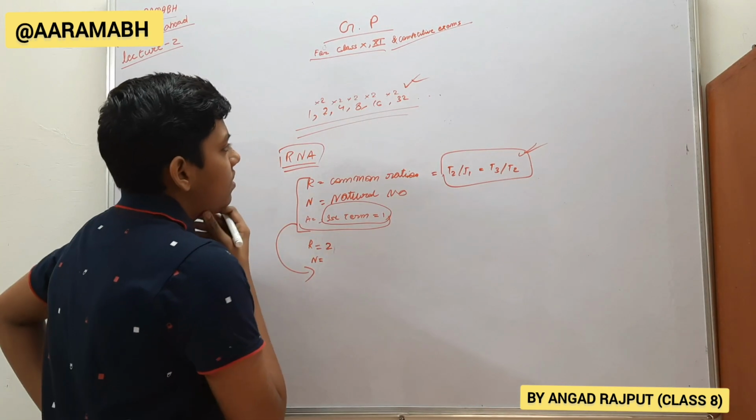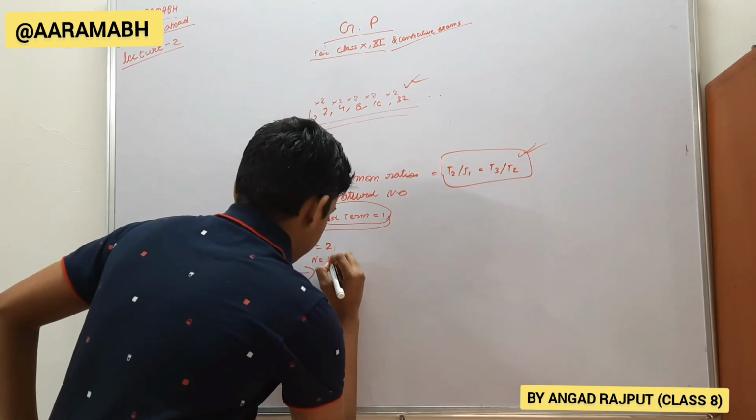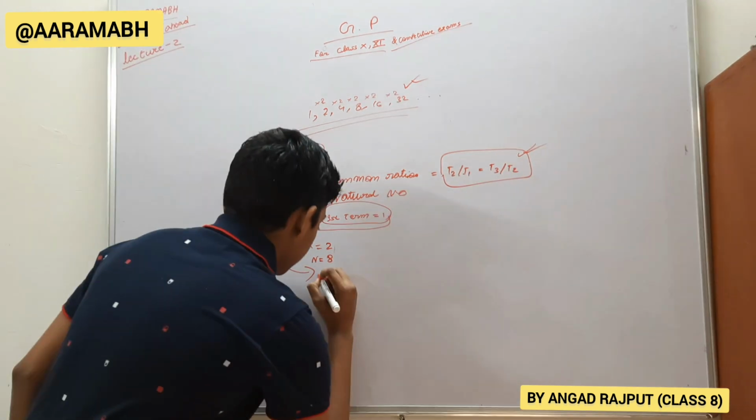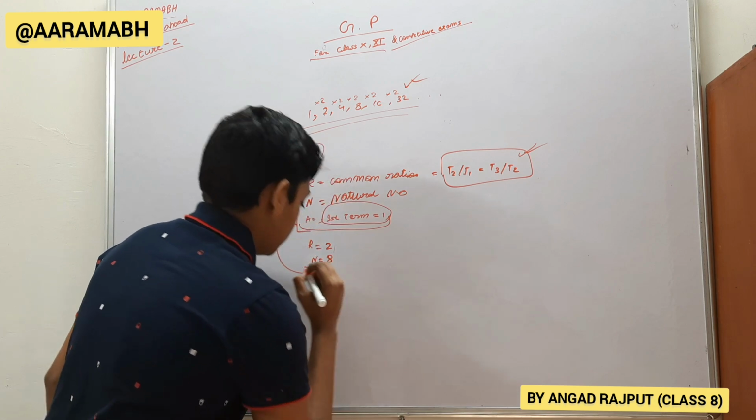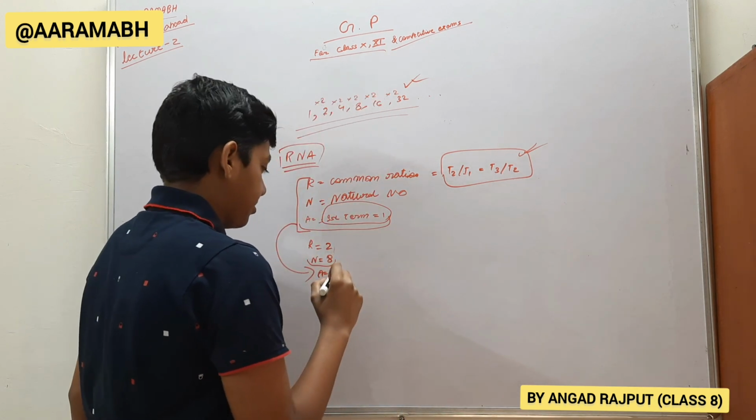N, let's say we have to find the 1, 2, 3, 4, 5, 6, 7, 8. Let's say we have to find the 8th term. And here A is 1. Okay, I hope you understand.